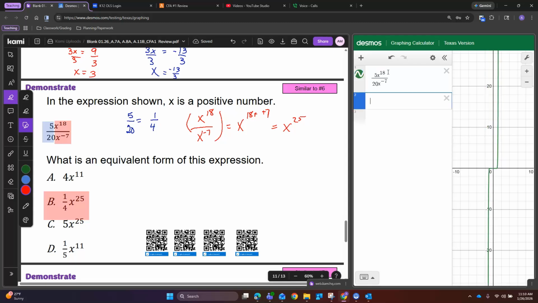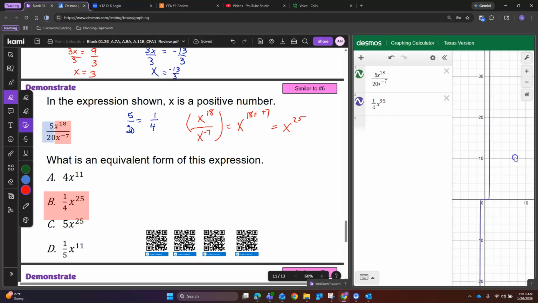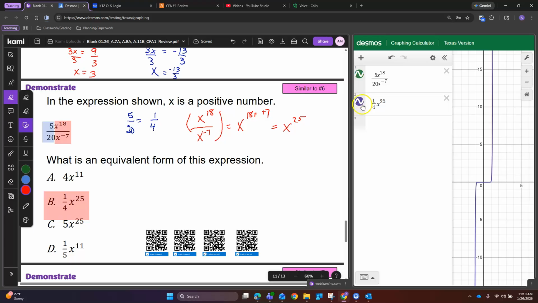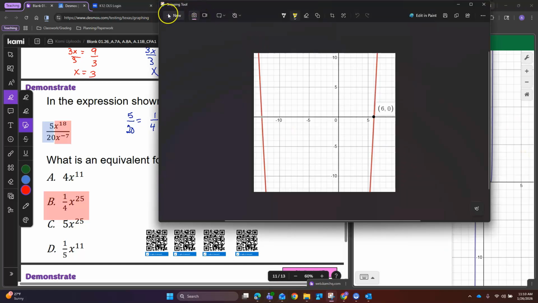Okay, and that gives us this funky looking graph. And then we can say 1 over 4, x raised to the 25, and we can see that we're covering the graph. Sometimes if you're doing square roots, it won't do it properly, but it's always good to know. So we see we can cover these two graphs, and that is the easiest way to do it.